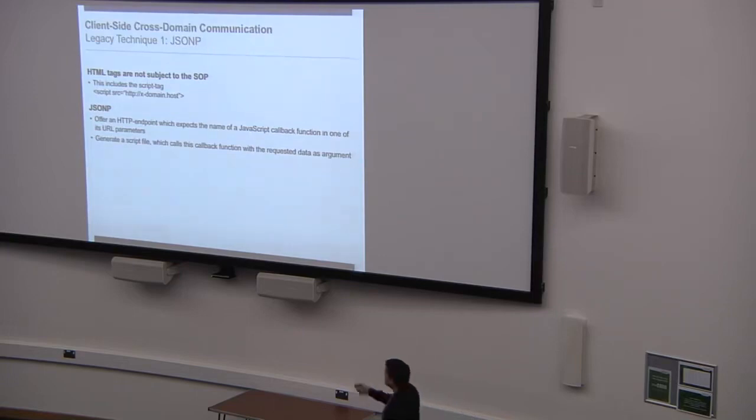You can also include cross-domain scripts. You can open a script tag in your website and embed a cross-domain script. And JSONP uses this functionality to circumvent the same origin policy. JSONP is basically an endpoint that creates a JavaScript for you that calls a certain method.